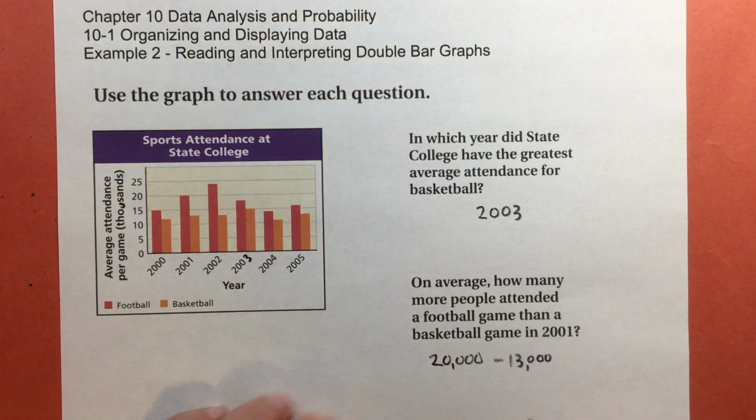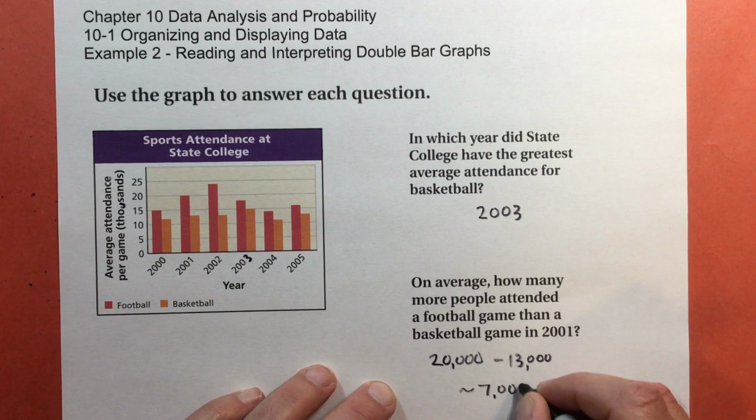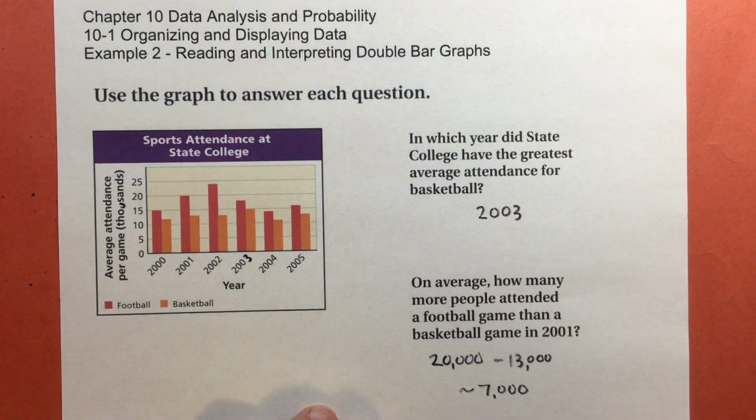So 20,000 subtract 13,000 means that about 7,000 more people attended a football game than a basketball game, which actually does kind of make sense, because if you've ever been to a college sport, football stadiums are huge and basketball stadiums are still pretty big, but they're not as big. So that kind of makes sense.